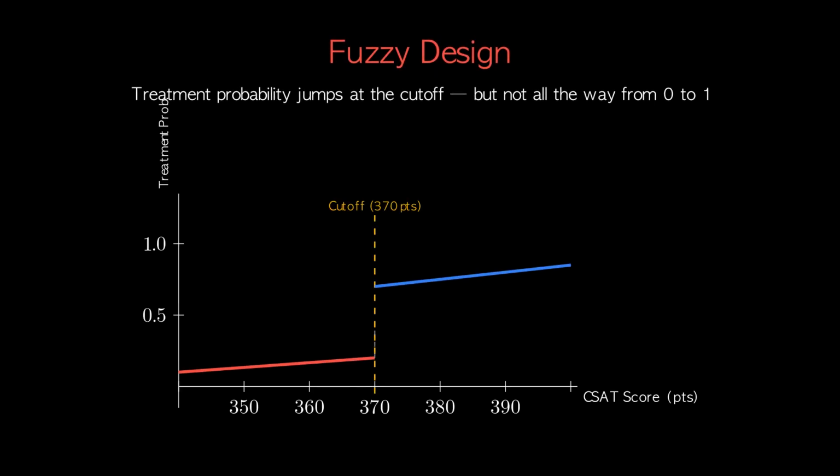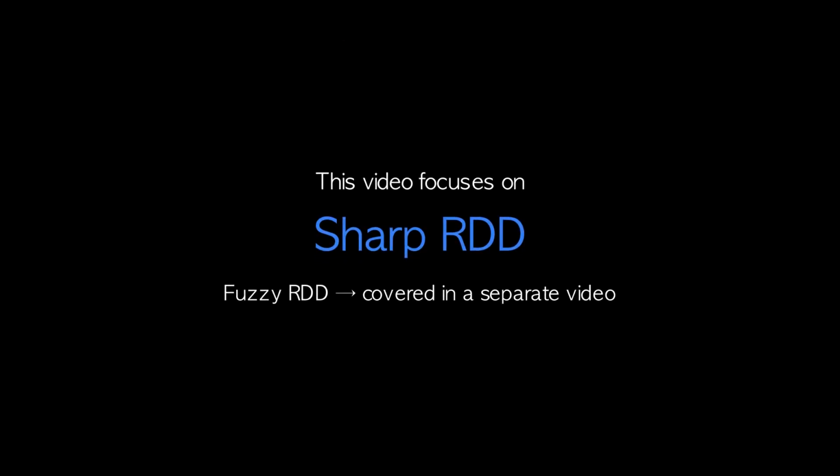Fuzzy RDD, on the other hand, is the case where the cutoff affects the probability of treatment, but doesn't fully determine it. For example, if a student can score above 370 but still not apply for the scholarship, or fail a secondary review, that's fuzzy RDD. The treatment probability jumps at the cutoff, but it doesn't go from 0 to 1 completely, as you can see in the graph. This video focuses on sharp RDD. Fuzzy RDD will be covered in a separate video.